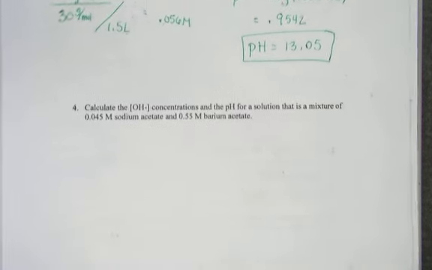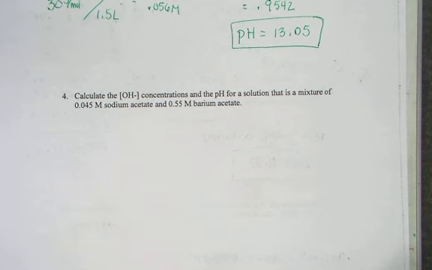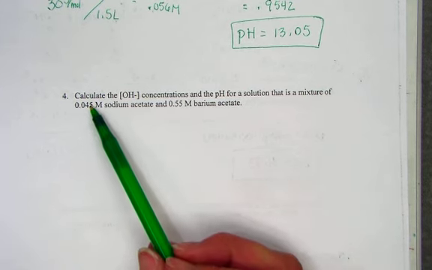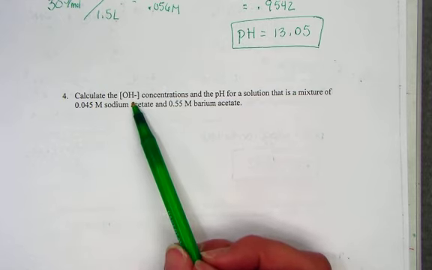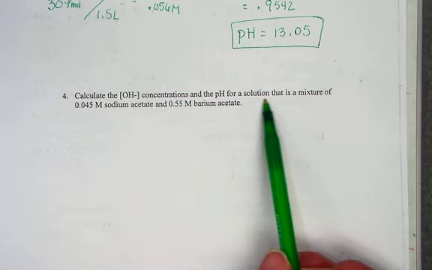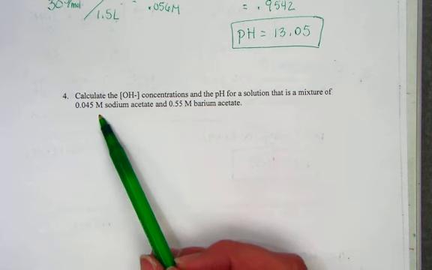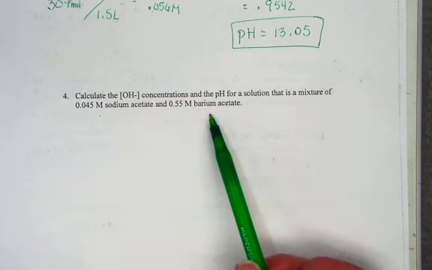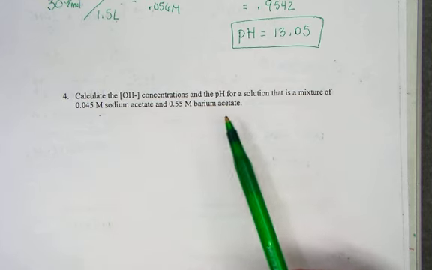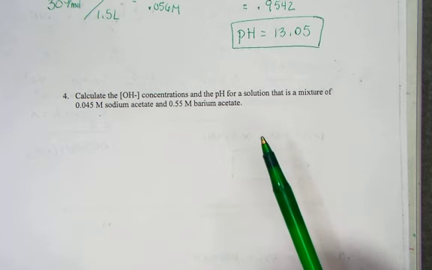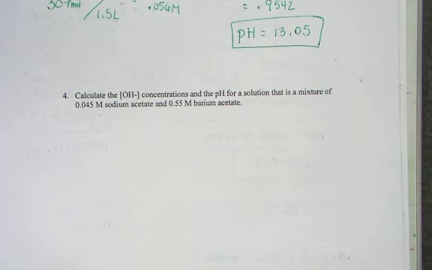Let's also tackle the last problem on our most missed questions from our first round of testing. We're being asked to calculate the value of hydroxide for the pH of the solution that is a mixture of sodium acetate as well as barium acetate. Given 2 different salts, we are now looking at calculating the pH of a solution. I'm noticing that there's a common ion here between the 2.